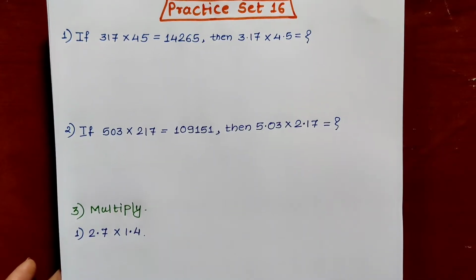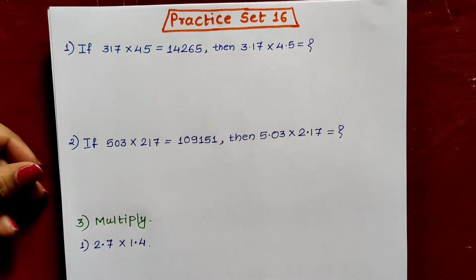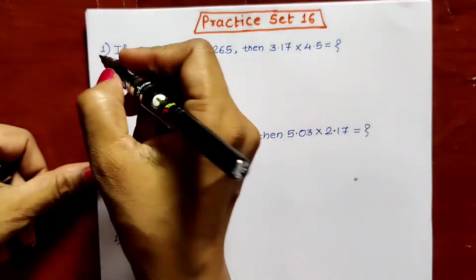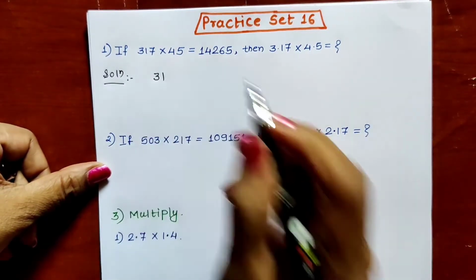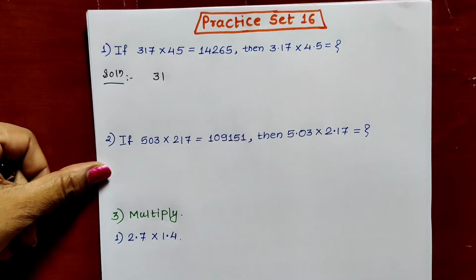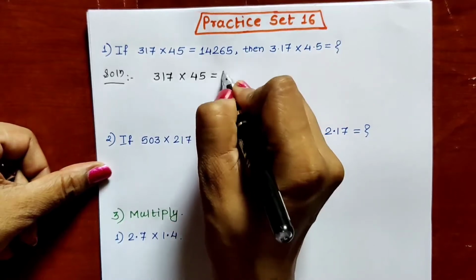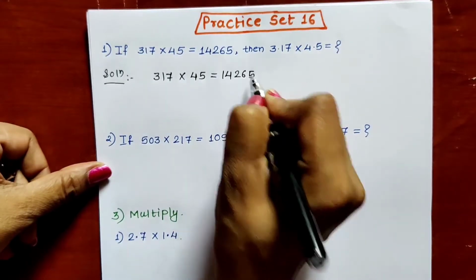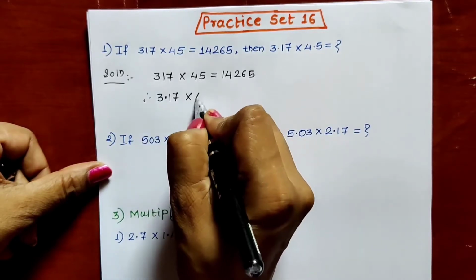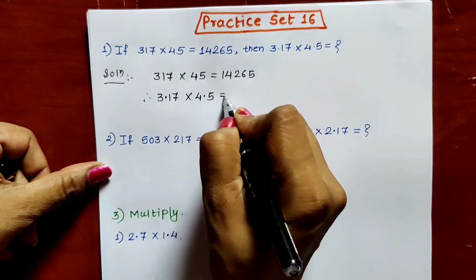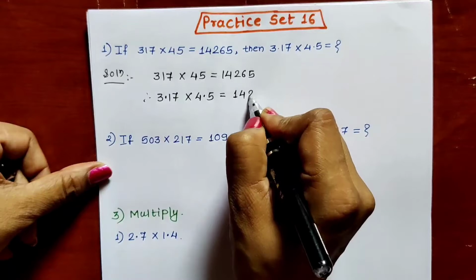I have written question as it is on my page. Now you all can see we have to write the solution here. In solution, first write this given to us, this multiplication answer given to us. 317 multiplied by 45. What is the answer given to us? 14,265. And therefore 3.17 multiplied by 4.5. What will be the answer? Again write the same answer because multiplication is same. So we will be getting 14,265.